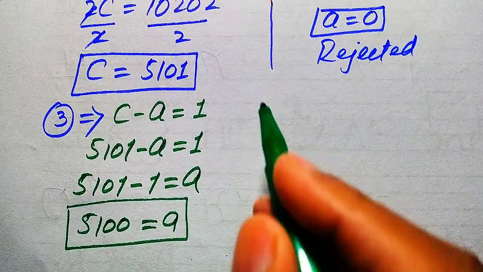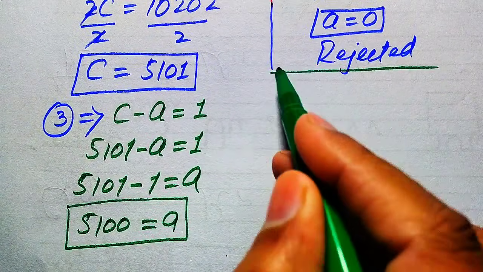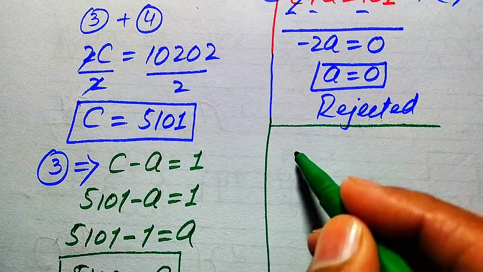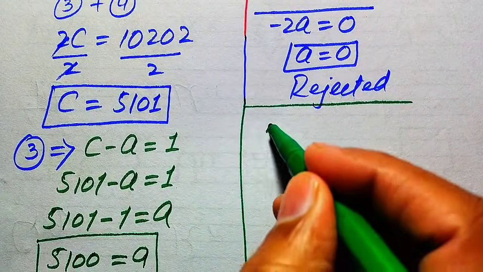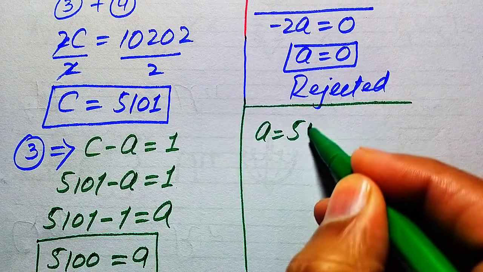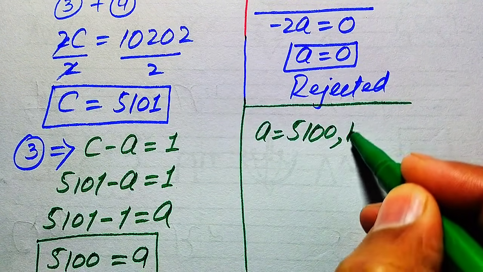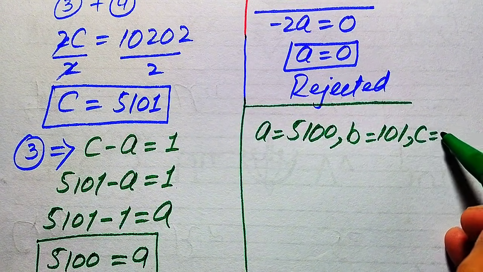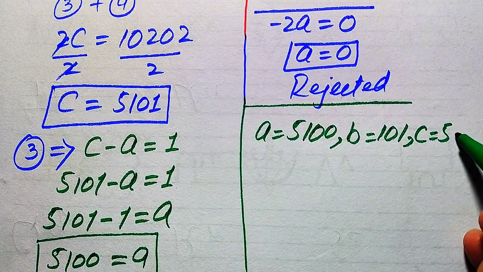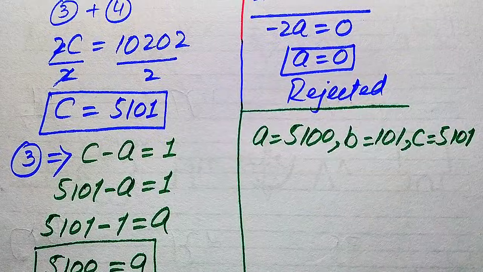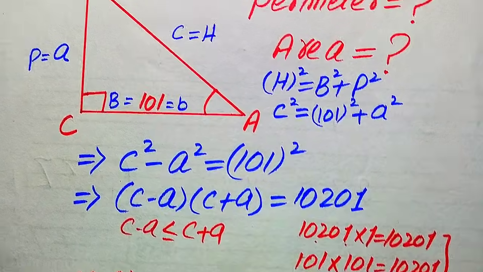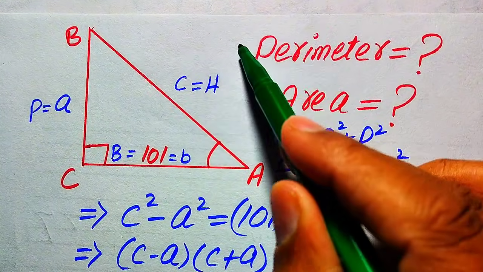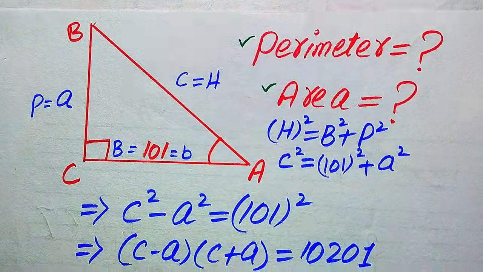So here we have obtained all three values, sorry, all the lengths of the right triangle. So we have the value of a is 5100, the value of b is the given value 101, and the value of c is 5101. So these are the three side lengths of the given triangle. We have found all these values, and now we move toward finding the perimeter and area of this right triangle.